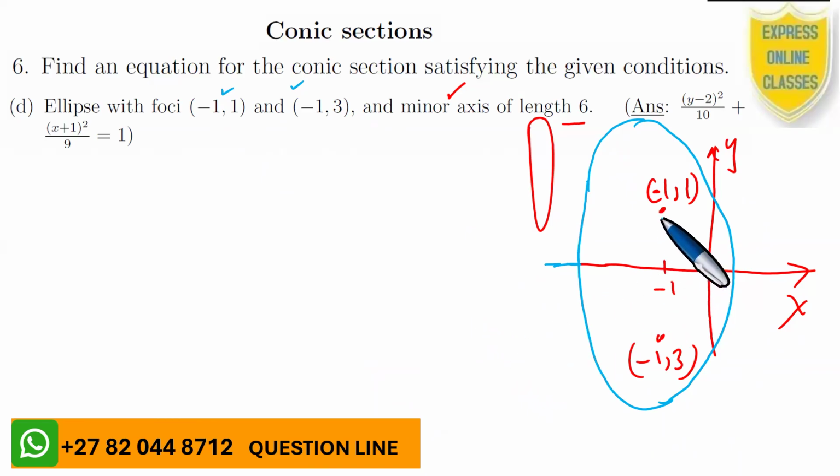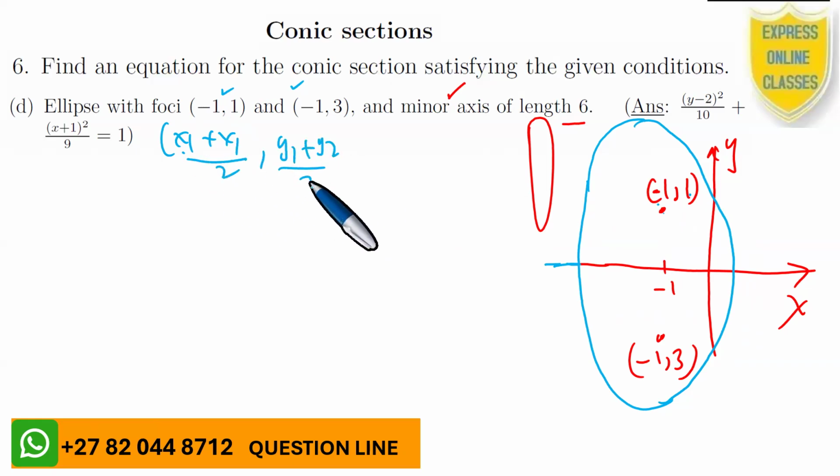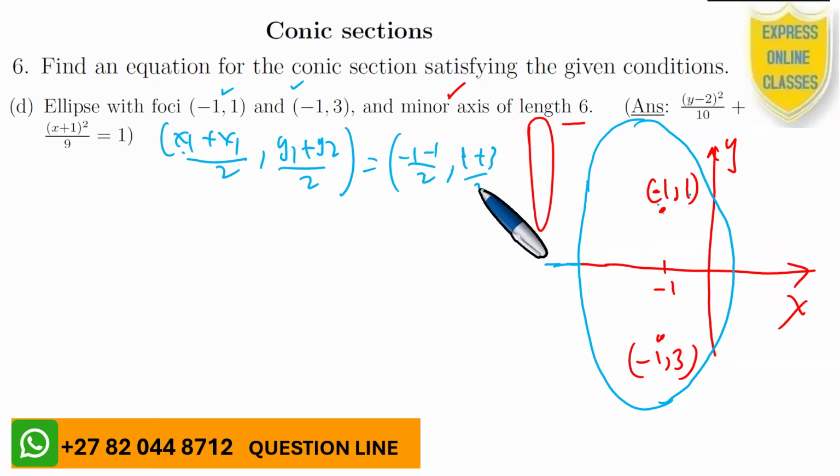So the midpoint of this, if you go up 1 unit, you find the midpoint. You can even use school formulas: x1 plus x2 divided by 2. But yeah, this is easy. You don't need a lot of formulas here. Like in school, you can say x1 plus x2 over 2, and then you can say y1 plus y2 over 2. Then you can get the midpoint of the line segment that joins the foci. So you'd say -1 over 2, 1 plus 3 over 2. -1, 2.